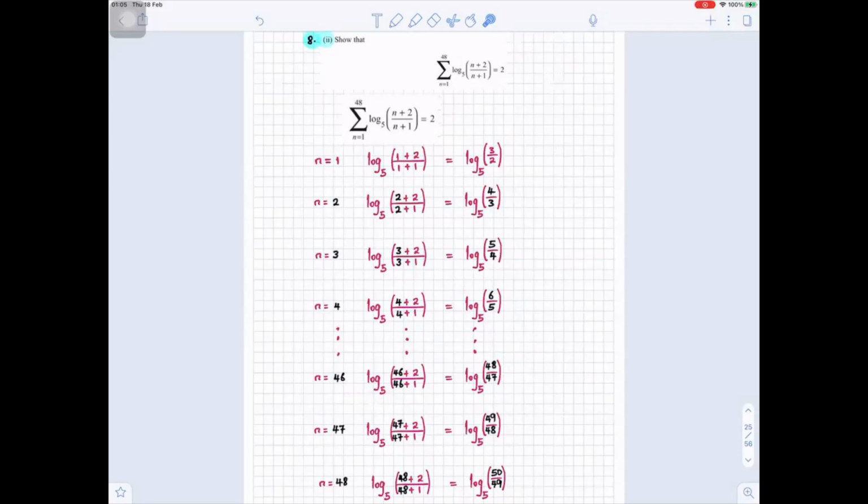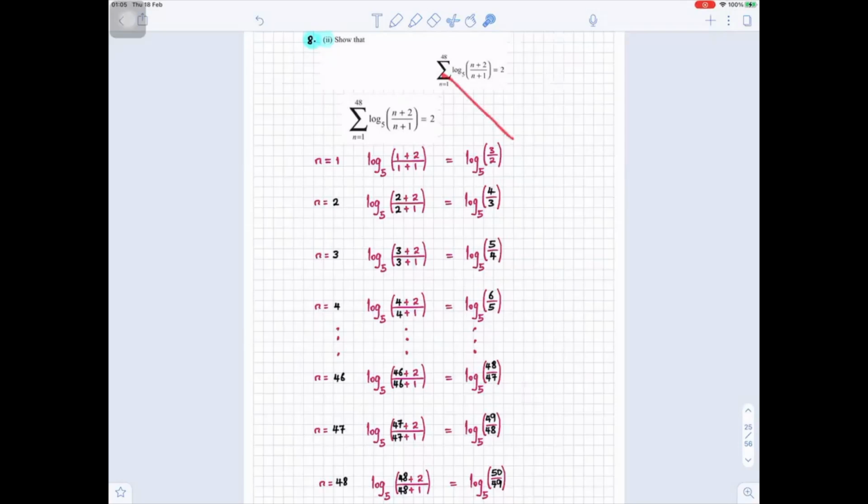When n is 47, we get 47 plus 2 over 47 plus 1. It gives you 49 over 48. When n is the last term, which is 48, we have 48 plus 2 over 48 plus 1. 48 plus 2 is 50. 48 plus 1 is 49. So these are the terms when n is 1, 2, 3, 4, and then 46, 47, 48.